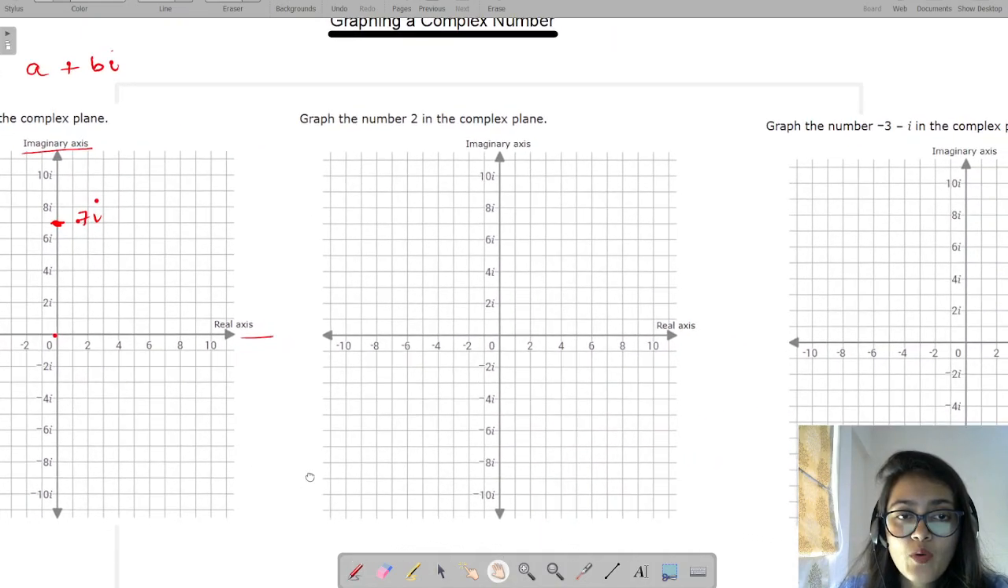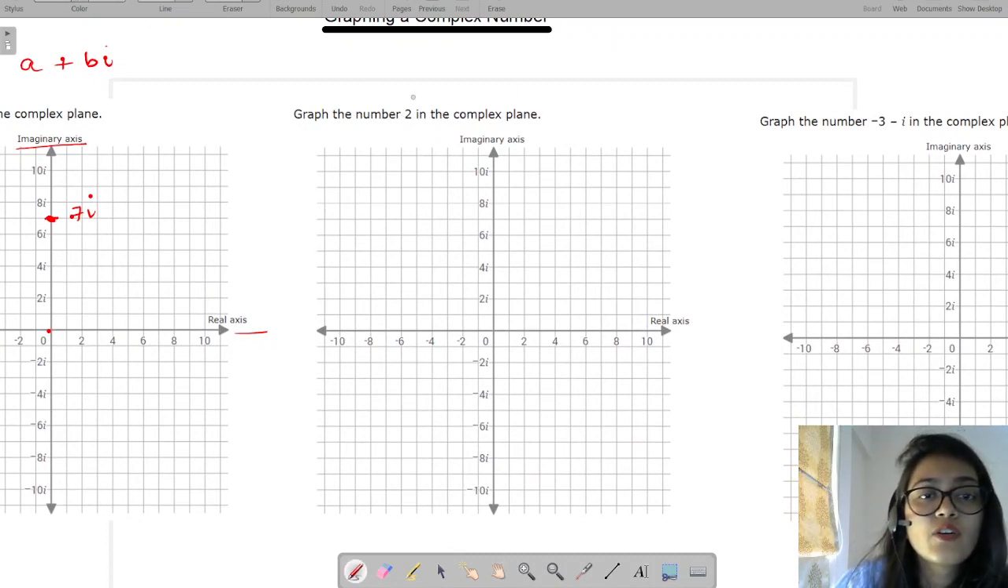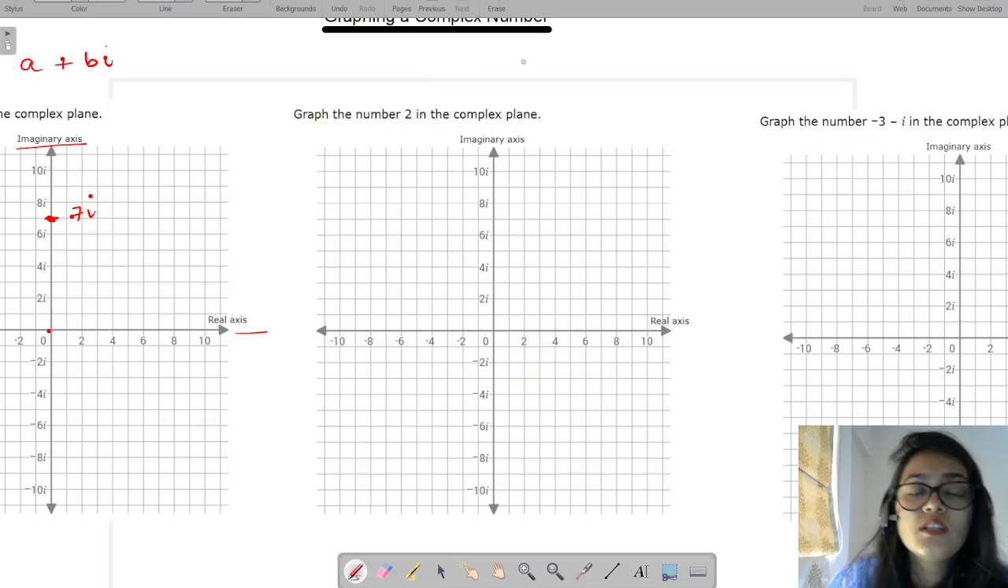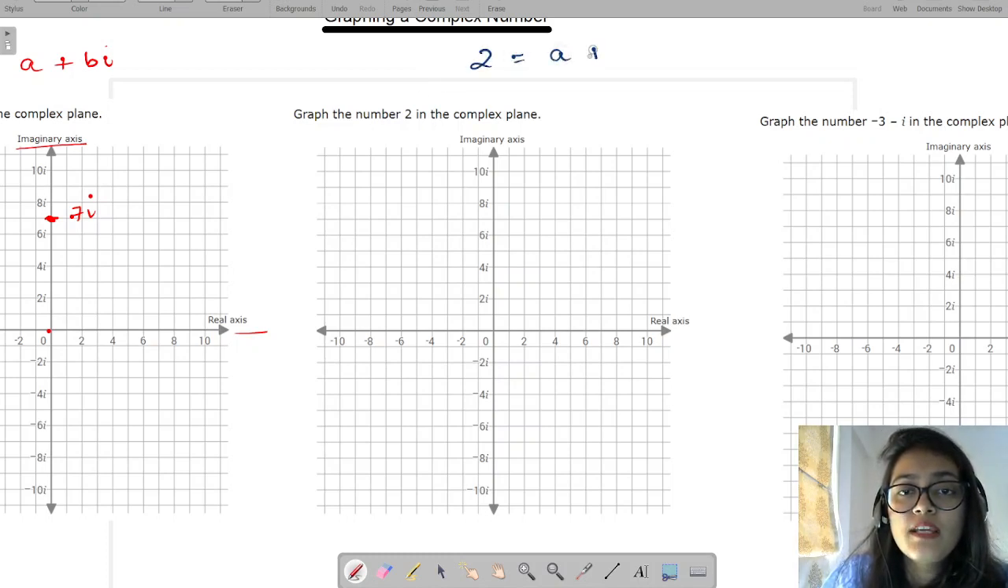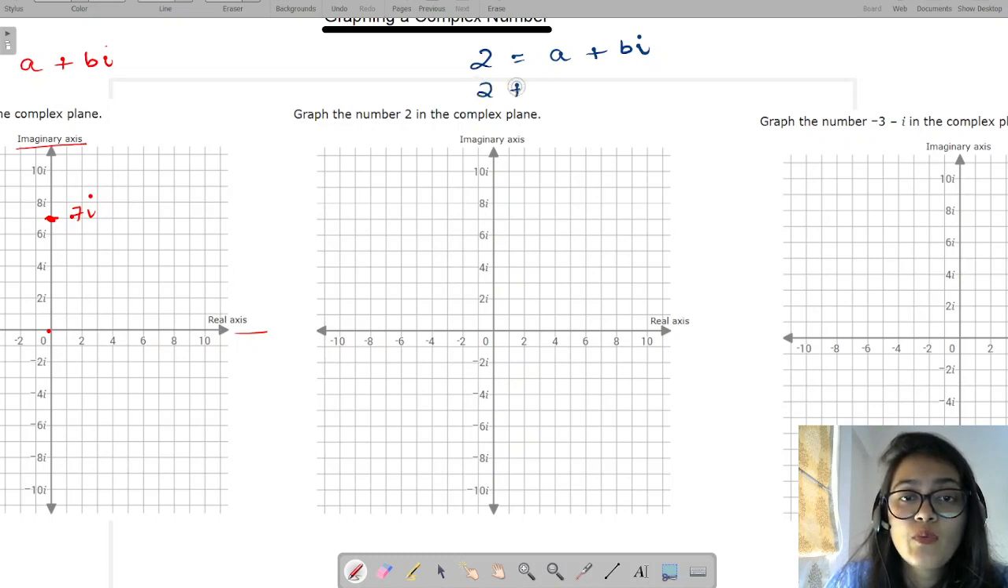Okay, let's do one more problem. Graph the number 2 in the complex plane. Again, we are going to write 2 in the form of a plus bi. Now in this case, we only have the real part and we don't have the imaginary part, so I can write it as 2 plus 0 times i.